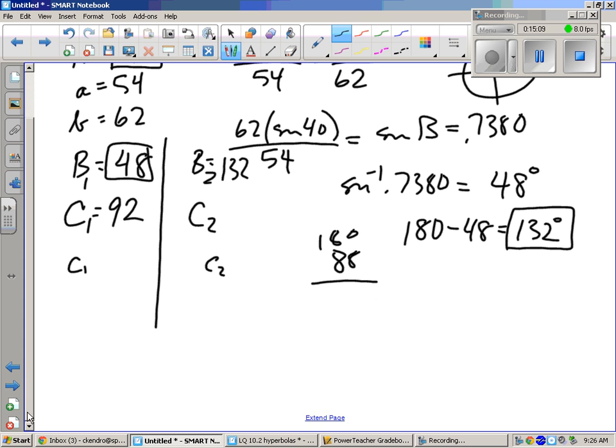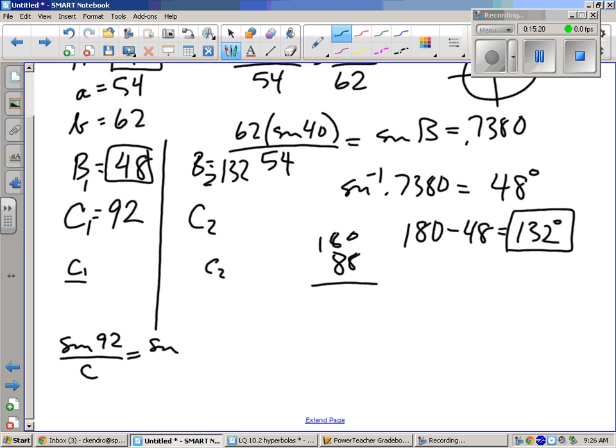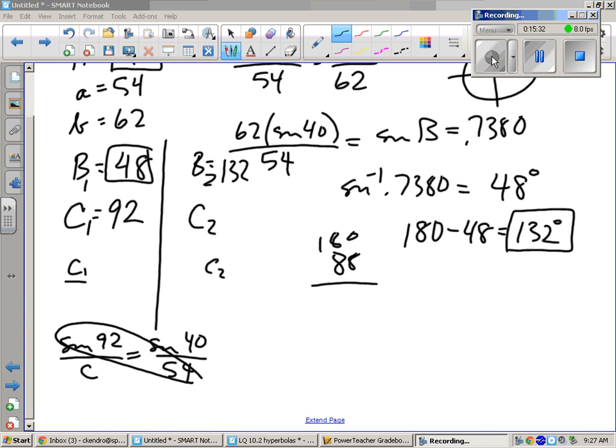Then I'm going to take that 92 and do law of sines in order to find little c. So sine of 92 over little c is sine of, go back, 40 over 54. So cross multiply these two and divide by sine of 40. And I work that out to be approximately 84 for that little c.